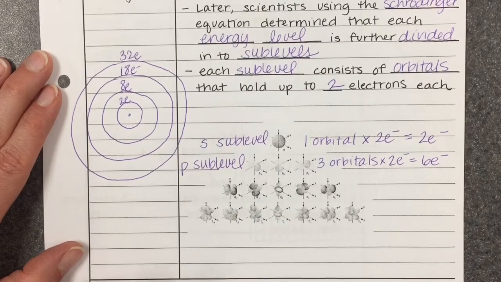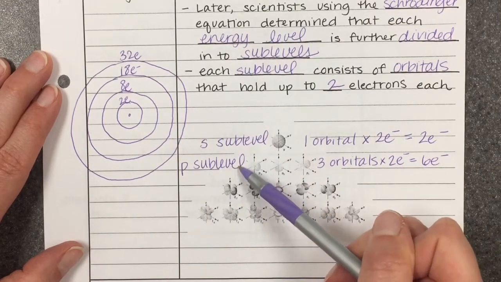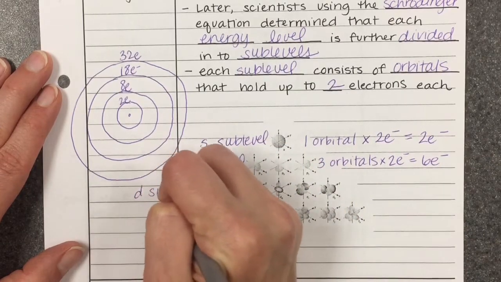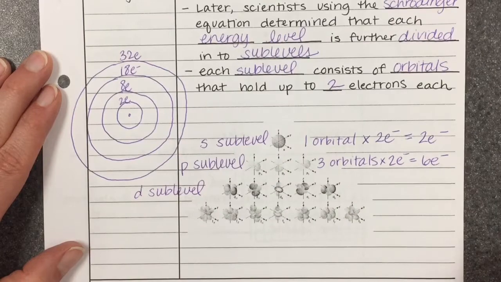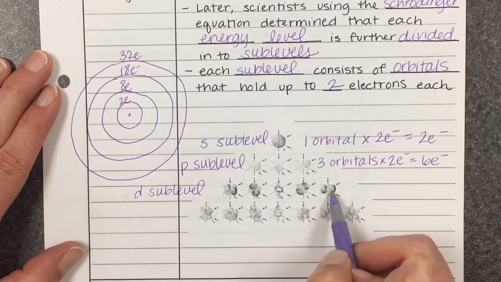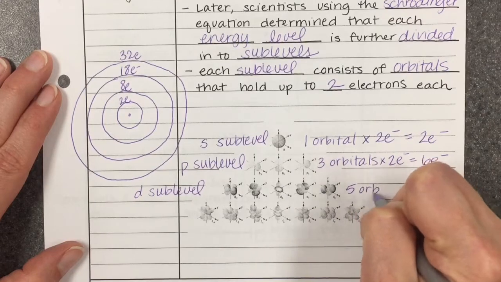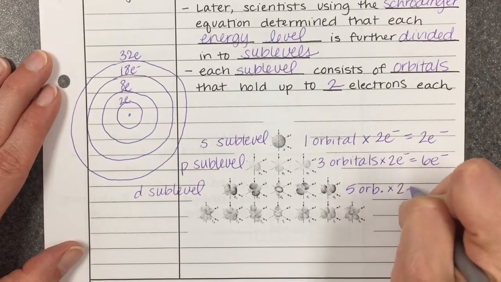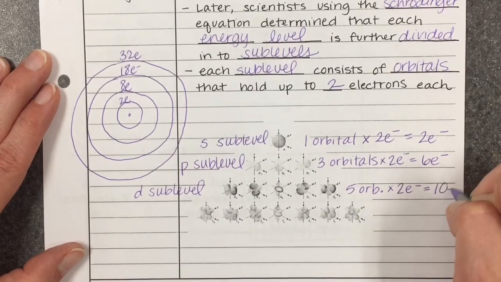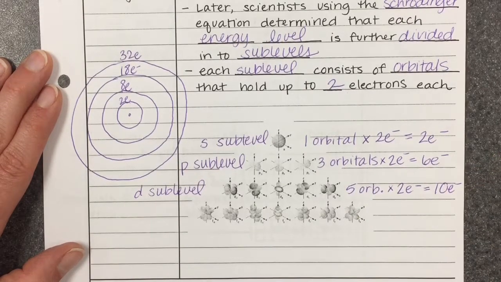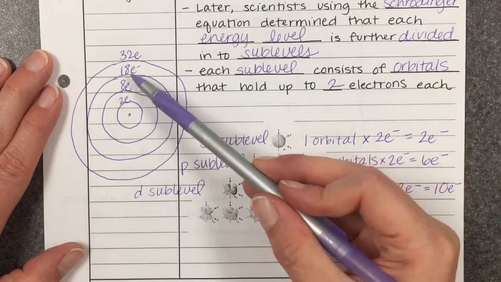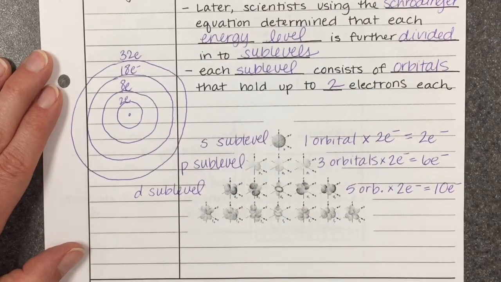The third energy level has an S sublevel, a P sublevel, but it also has a D sublevel. The D sublevel has 1, 2, 3, 4, 5 orbitals. If each holds a max of 2 electrons, then that's 10 electrons that will fit in the D sublevel. So the third energy level has S, P, and D. So if we add that together, 2, 6, and 10 makes a total of 18 electrons that will fit on the third energy level.